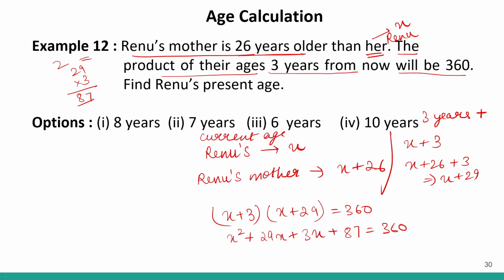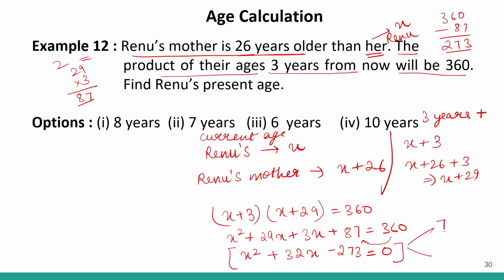So this is looking like a quadratic equation, correct? So x square plus this will be 32x, and if I take 360 this side, it will be 360 minus 87, which will be 273. So x square plus 32x minus 273 equals 0. This is the equation. So if you know quadratic equations, you know that on solving this equation, we'll get two roots, 7 and minus 39.